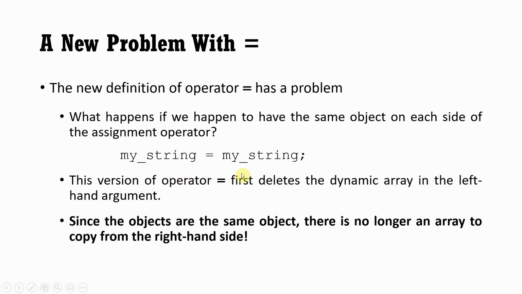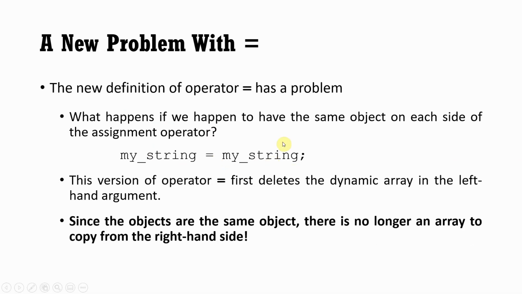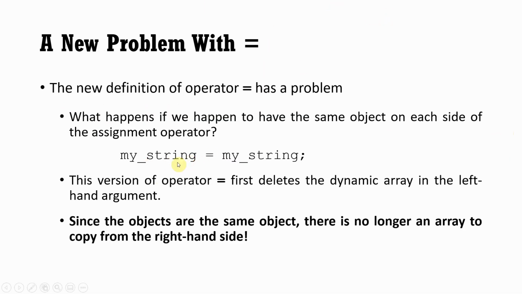The other problem is that this implementation doesn't support self-assignment. Self-assignment is when for some reason somebody wants to do a statement like my string is equal to my string, a equal to a, s1 equal to s1. If you try to do that, the left hand side and right hand side are equal. So in this implementation, the first thing you do is delete the array. You delete the array of the left hand side.